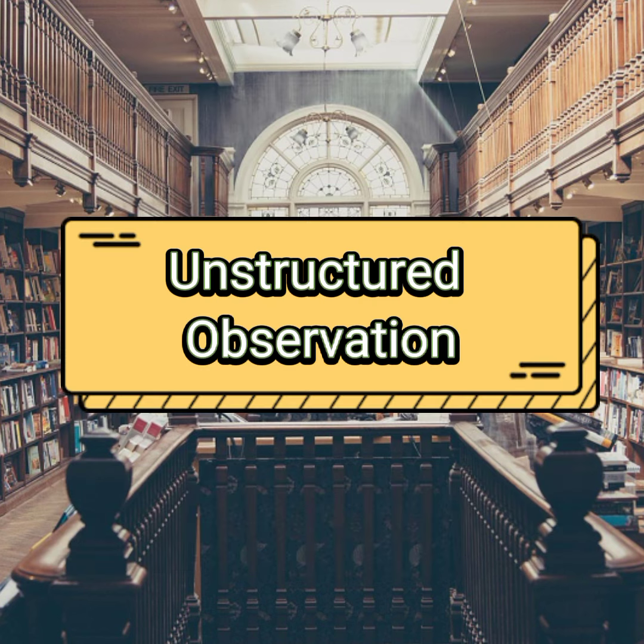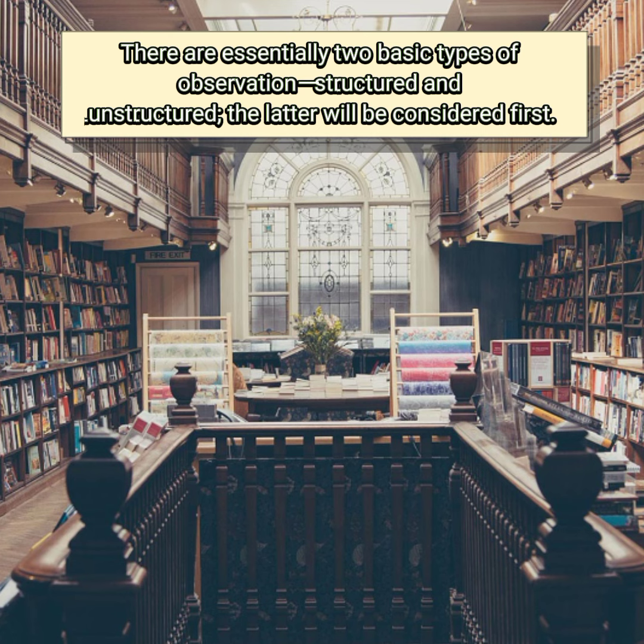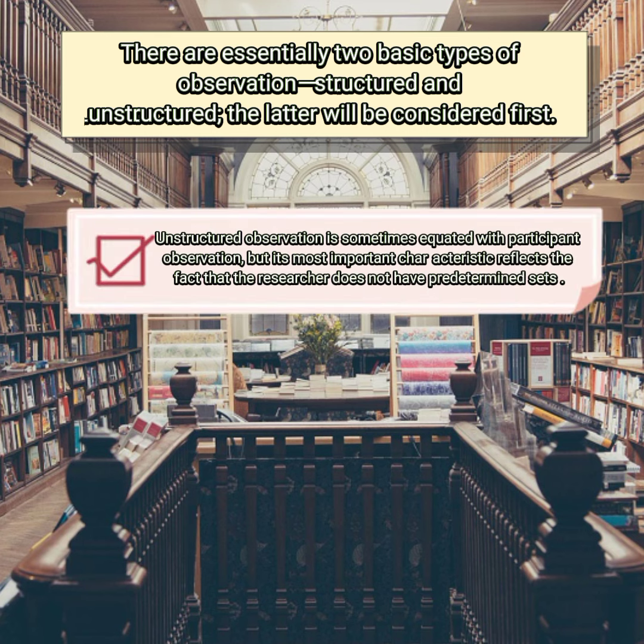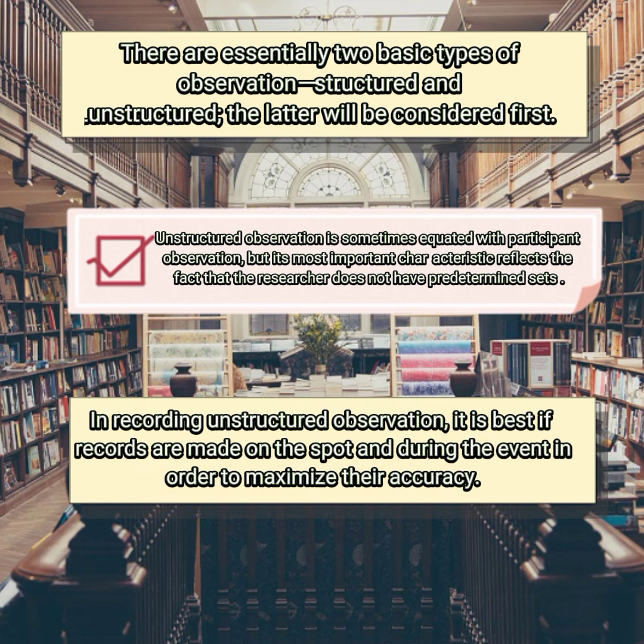Unstructured observation. There are essentially two basic types of observation: structured and unstructured. The latter will be considered first. Unstructured observation is sometimes equated with participant observation, but its most important characteristic reflects the fact that the researcher does not have predetermined sets. In recording unstructured observation, it is best if records are made on the spot and during the event in order to maximize their accuracy.